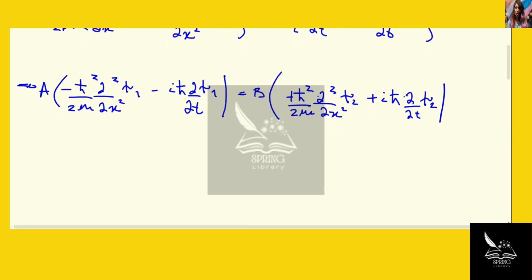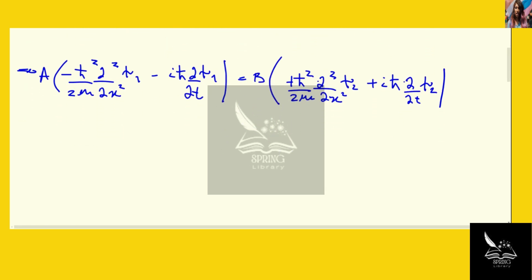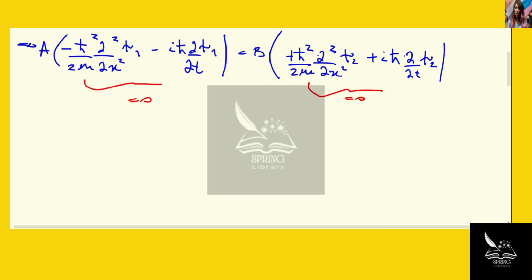Well, the problem says that psi 1 is a solution of the time-dependent Schrödinger equation, and psi 2 is also a solution. Therefore, we can state that this equals 0 because of that argument, and this is also equal to 0 because of that argument. Therefore, since we have here the left equation equal to 0 equal to the right equation equal to 0, that means that the superposition of two waves also satisfies Schrödinger's time-dependent equation.